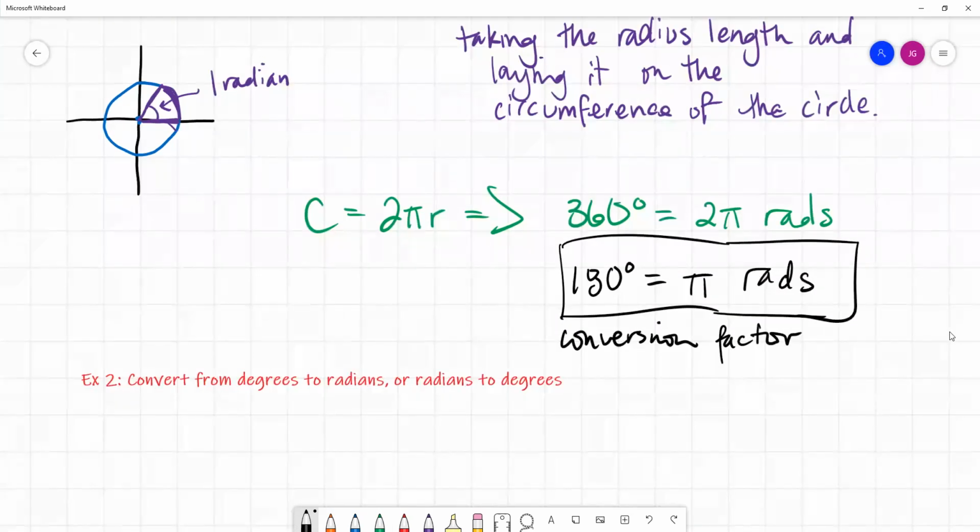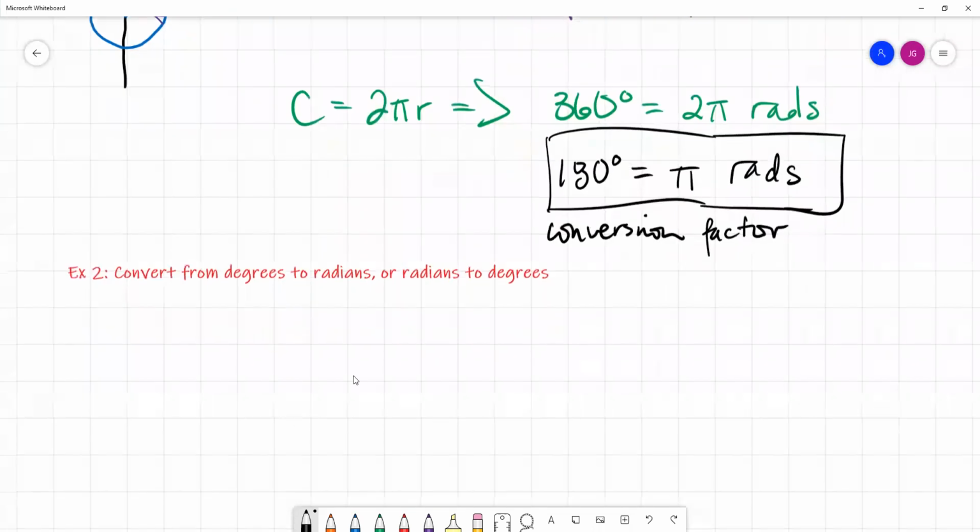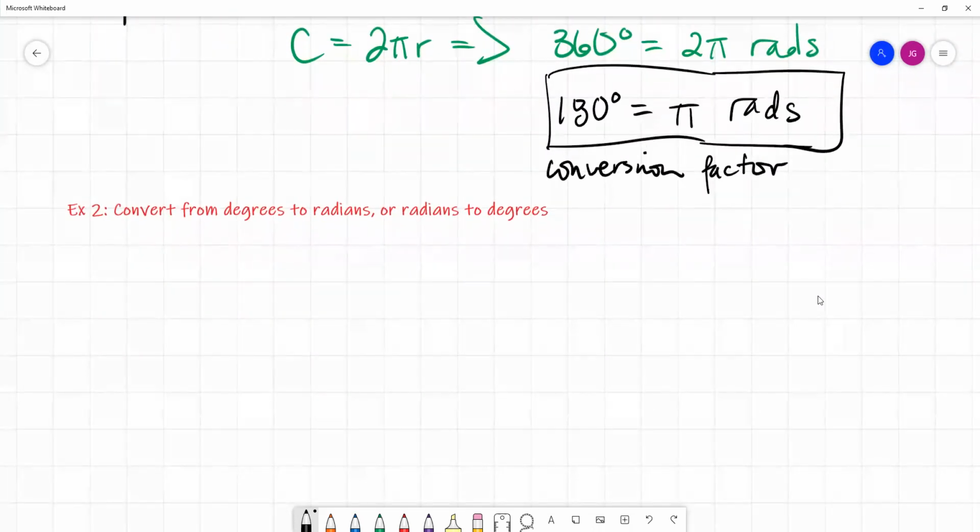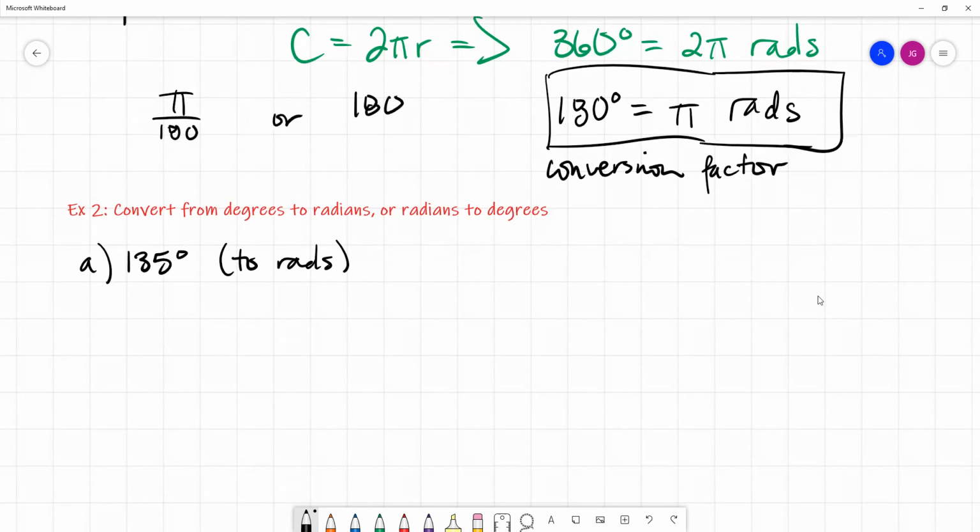And so here's what we're going to do. I forgot to actually put in the examples here, so we're going to write them in. Convert from degrees to radians or radians to degrees for our last example. So we'll just do 2 here, 135 degrees. We're going to convert that, since it's in degrees, to radians. Okay, so let's think about how to get there. We're going to either multiply by pi over 180 or 180 over pi. And I should be putting the units here.